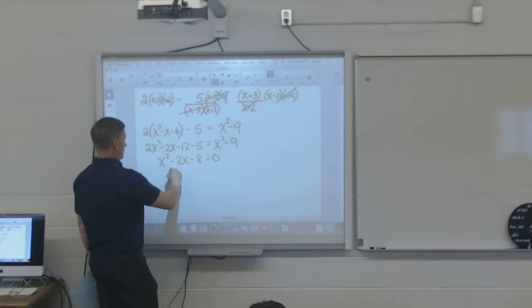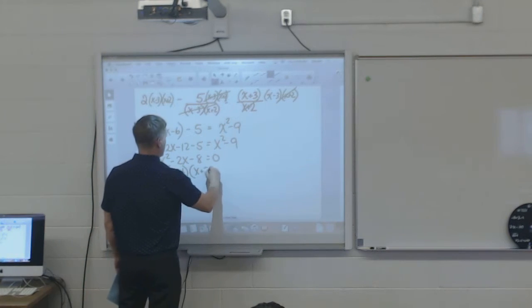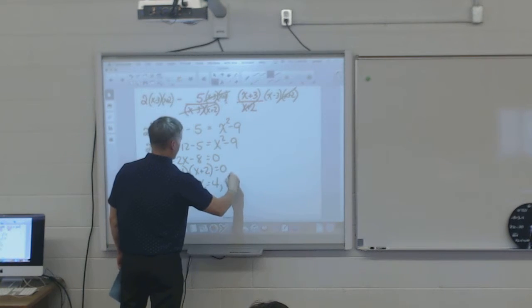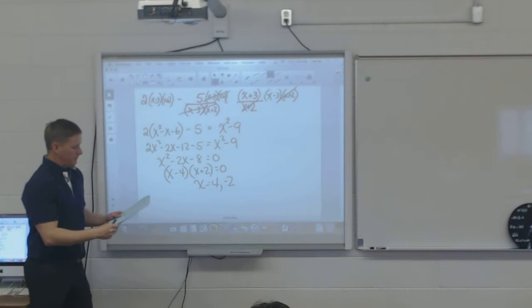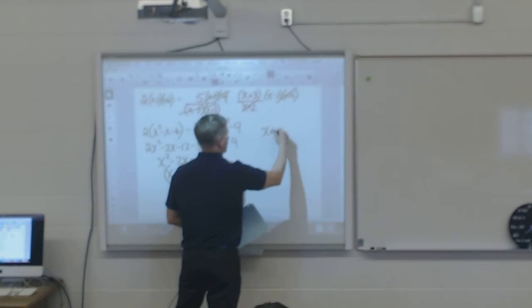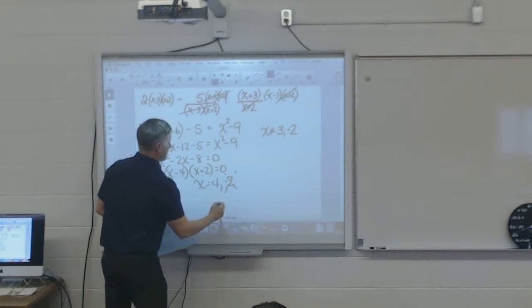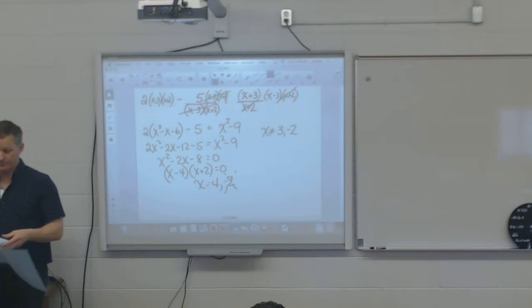Okay? x minus 4, x plus 2. x is equal to 4 and negative 2. But if you look at your non-permissible values, that can't be an answer for you.